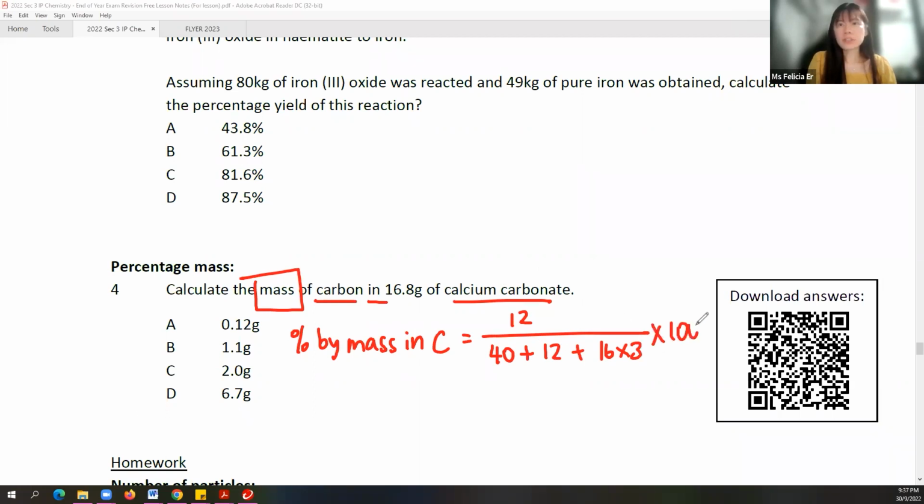Then times 100. Yeah, so I'm trying to find out the percentage. That means in the entire calcium carbonate, how much is calcium? Okay, so that's the first step.